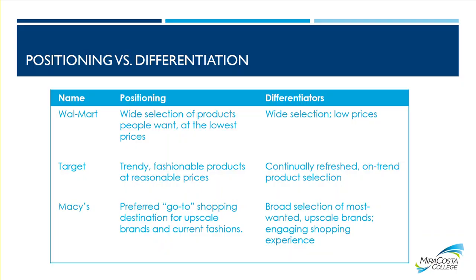So positioning versus differentiation. For example, name Walmart. Positioning, wide selection of products people want at the lowest price. Wide selection, low prices. Whereas Target is more trendy, fashionable products at reasonable prices and continually refreshed on-trend product selection. And then Macy's is a preferred go-to shopping destination for upscale brands and current fashions. Broad selection of most wanted upscale brands, engaging shopping experience.